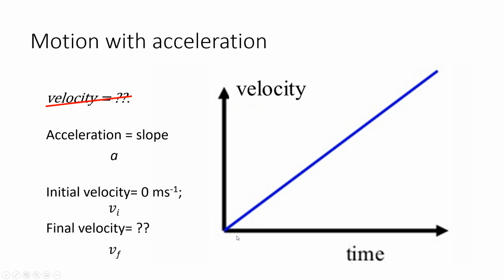The velocity at any point in time is going to be different than at any other point in time, right? Every single point on this curve has a different velocity. But in general, we refer to the initial point and the final point.